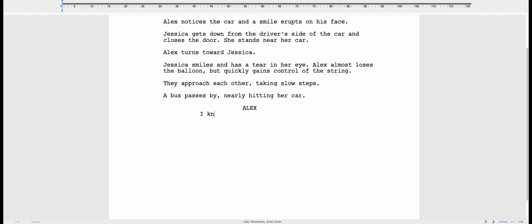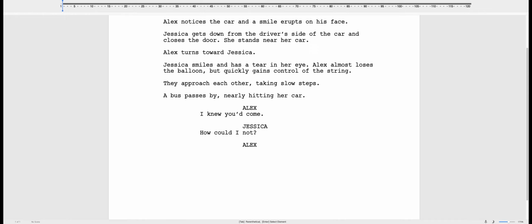So when he talks, the line starts at the center, not to the extreme left, not even where the character name starts. It starts in the middle. Like you can see right now. I knew you would come, he's saying. And then Jessica is replying to him. What is she saying? She would say something like, how could I not?